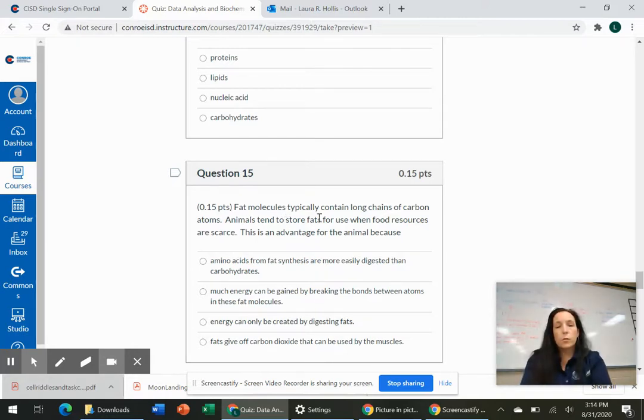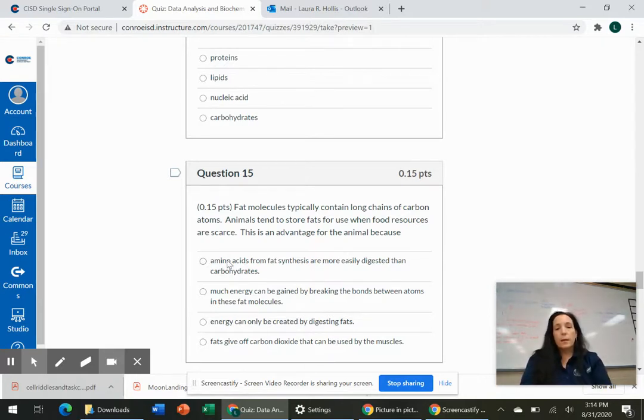Insulation. Okay. Question 15. Fat molecules typically contain long chains of carbon atoms. Animals tend to store fats for use when food resources are scarce. This is an advantage for the animal because amino acids from fat synthesis are more easily digested than carbohydrates. Much energy can be gained by breaking the bonds between atoms in these fat molecules. Energy can only be created by digesting fats. That's not true because carbohydrates do it too. Fats give off carbon dioxide that can be used by the muscles. We've never even talked about that.